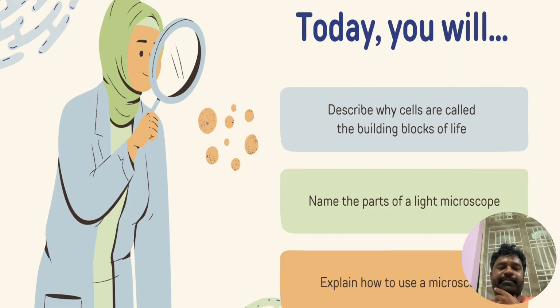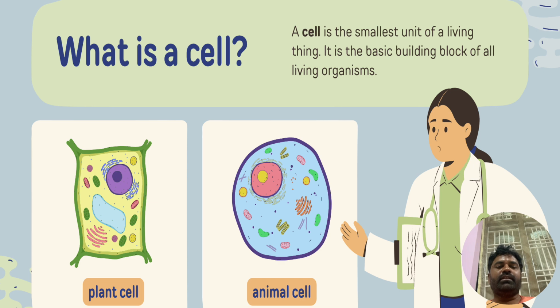Today you will learn to describe why cells are called the building blocks of life, name the parts of a light microscope, and explain how to use a microscope. So first we learn what a cell is. A cell is the smallest unit of a living thing. It is the basic building block of all living organisms.